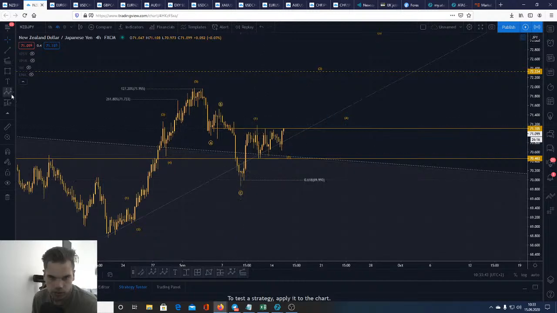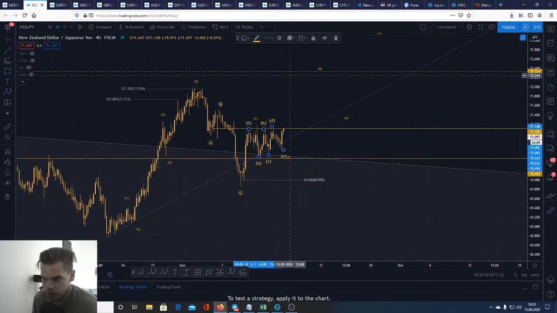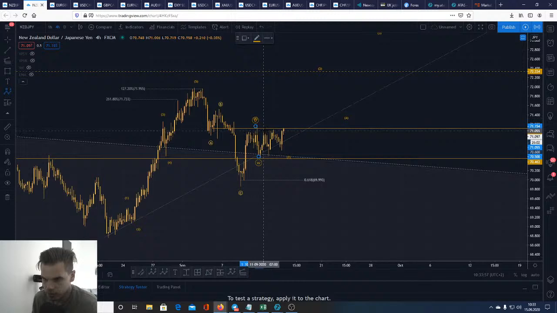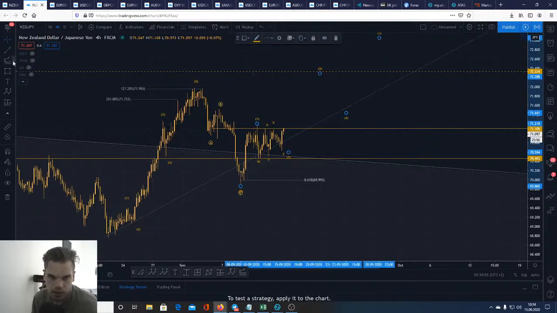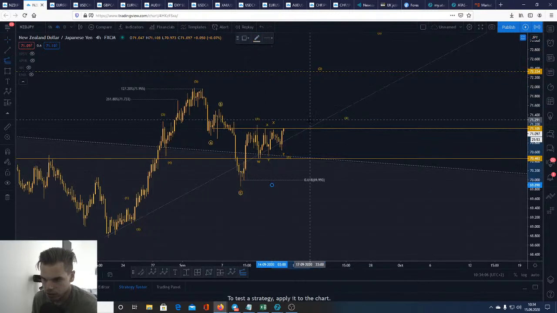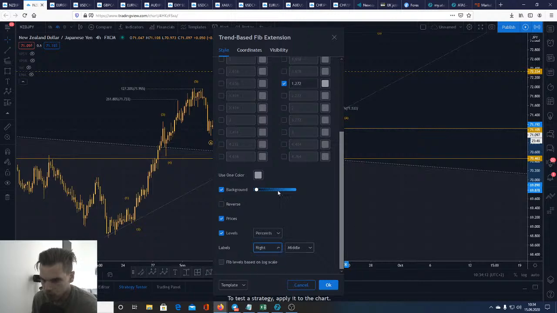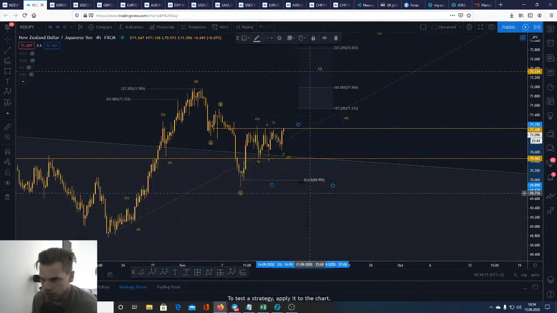ABC, and this is 1 ABCD. Yeah, this could be ABCDE contraction, or not ABCDE, that's wrong. It's actually WXYXZ. And now checking the extension levels. Looks like a good long to me personally.